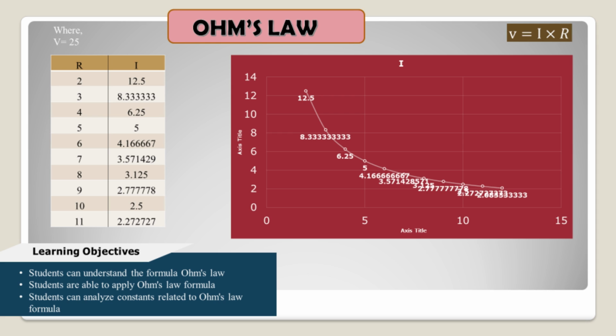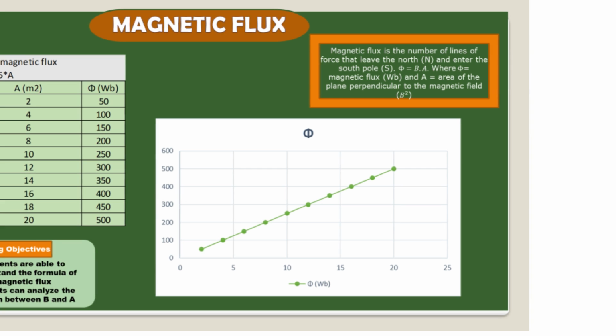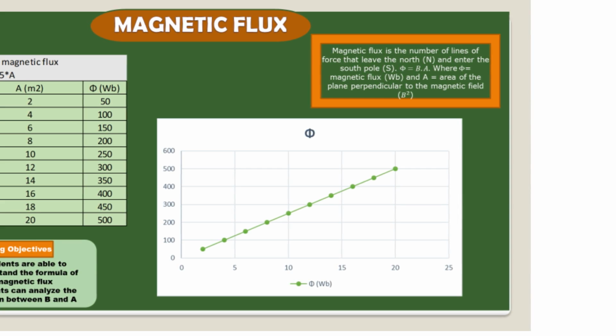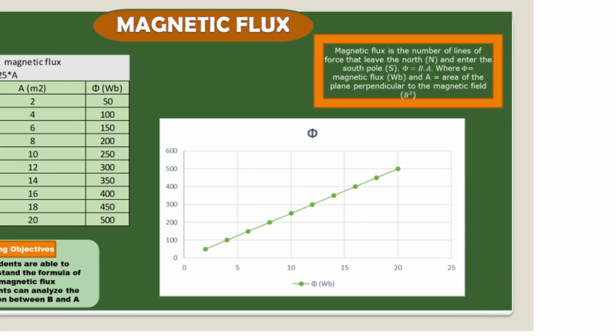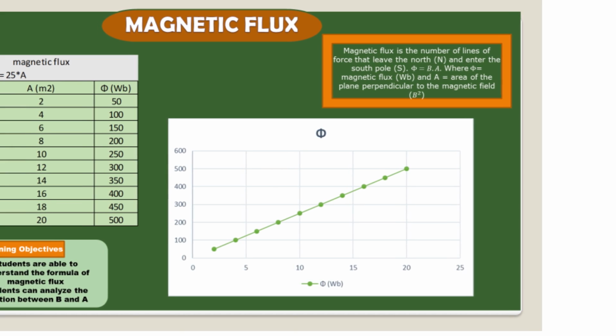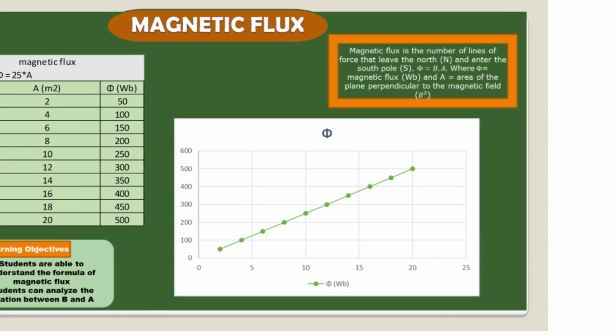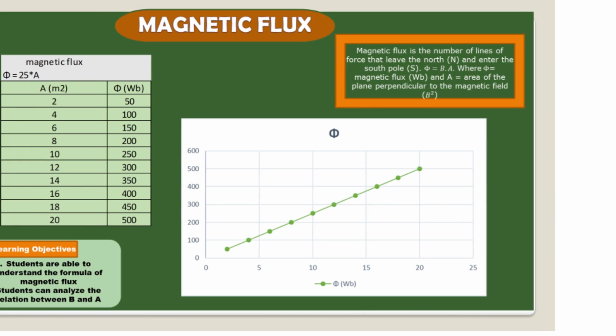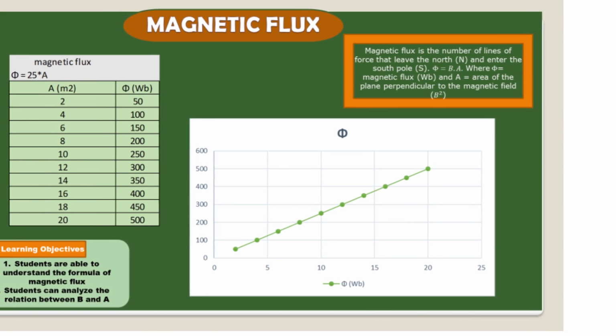From the Ohm's law graph with a range of resistance and current, we have a hyperbolic line formed in the graph. And now we discuss magnetic flux. The learning objectives are: first, students are able to understand the formula of magnetic flux, and second, students can analyze the relation between B and A.